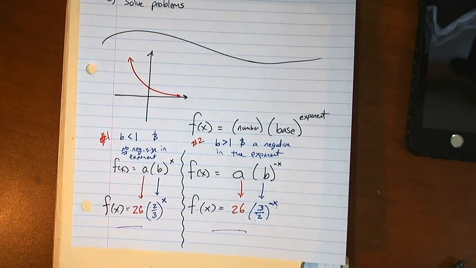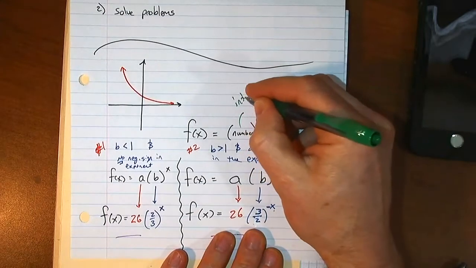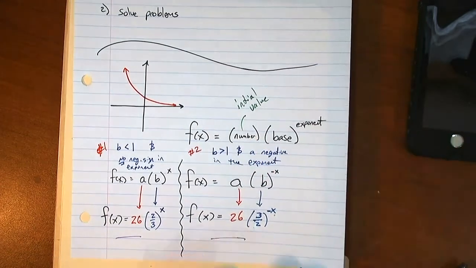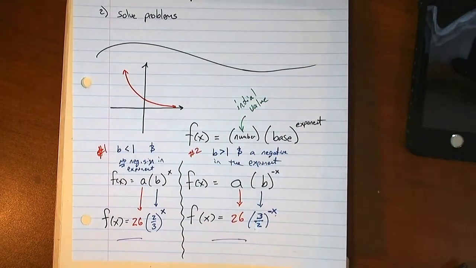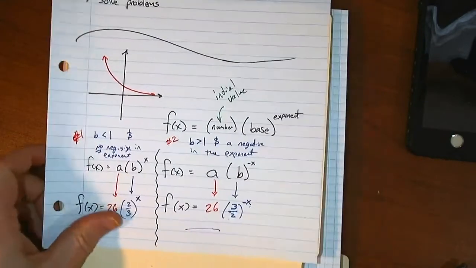Okay, so that is really the only difference from the previous video on growth to this video. A still represents the initial value. And when we look at graphs, that will still be our y-intercept, okay? But the only thing that's really different is the b and the exponent. So with that said, let's take a look at an example and work through it together.